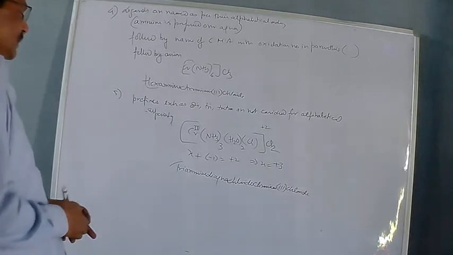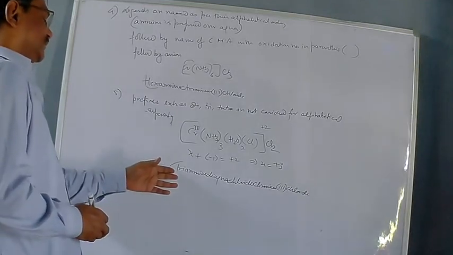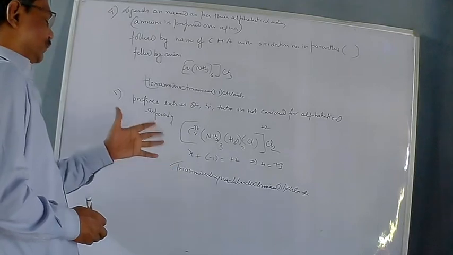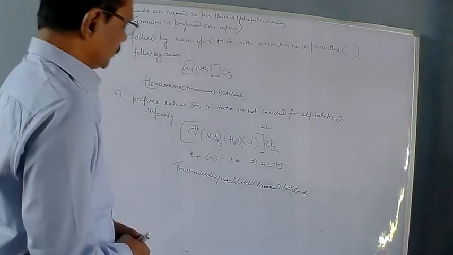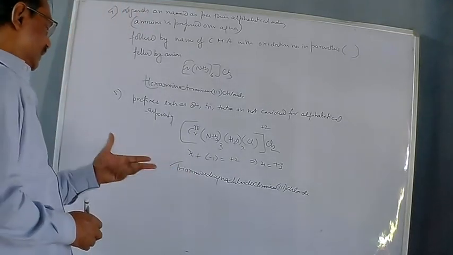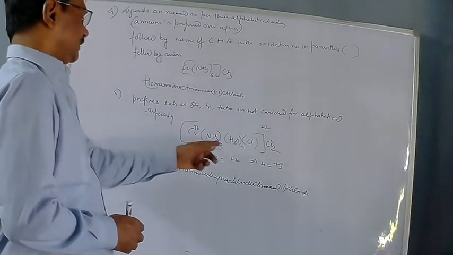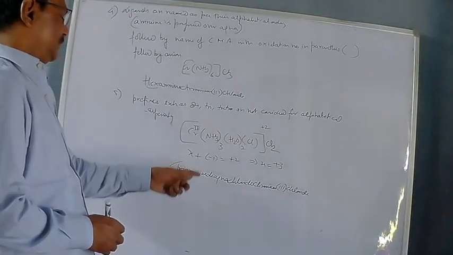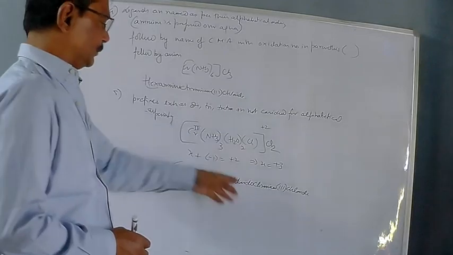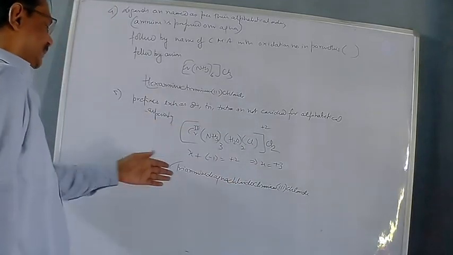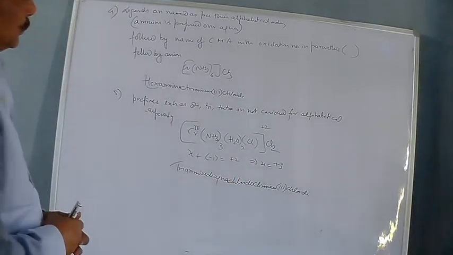So class, though the prefix contains the word tri, di, we are not going to take tri, di into consideration. We'll simply see the name of the ligand. It is ammine, it is aqua, it is chlorido. So ammine will appear first, followed by aqua, followed by chlorido with their prefixes. Hence the name triamminediaquachloridochromium(III) chloride.